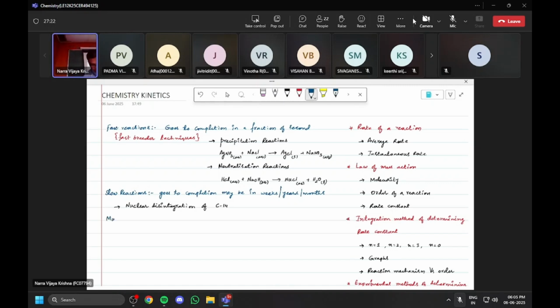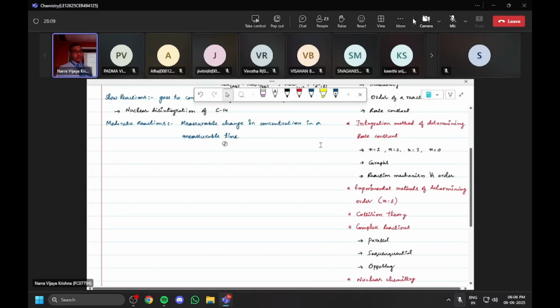Moderate reactions: we can see a measurable change in concentration in a measurable time. We call them moderate reactions. So we can measure time as well as the change in concentration. Examples: whatever reactions you are studying are all examples of moderate reactions.